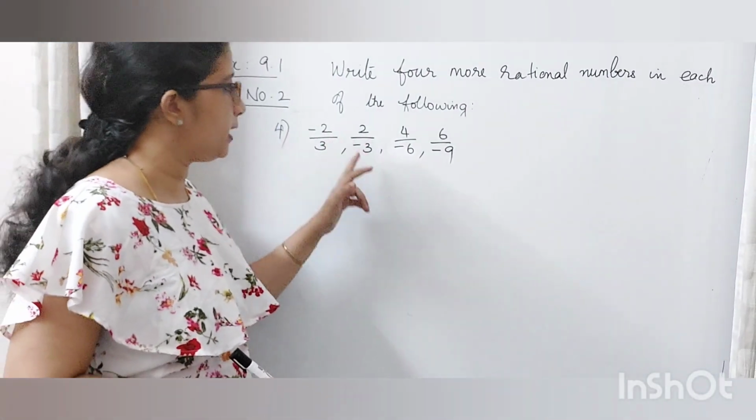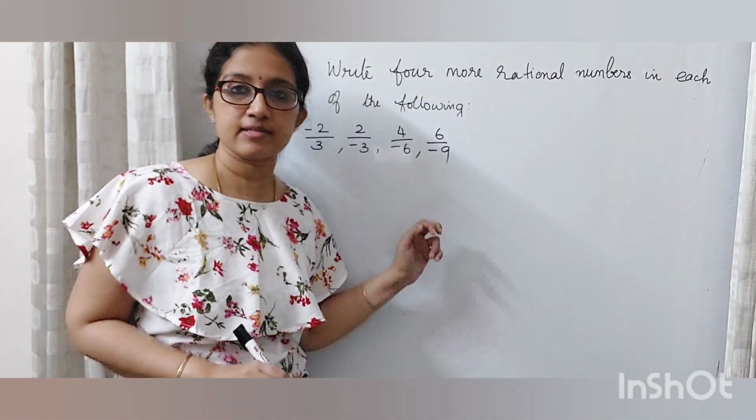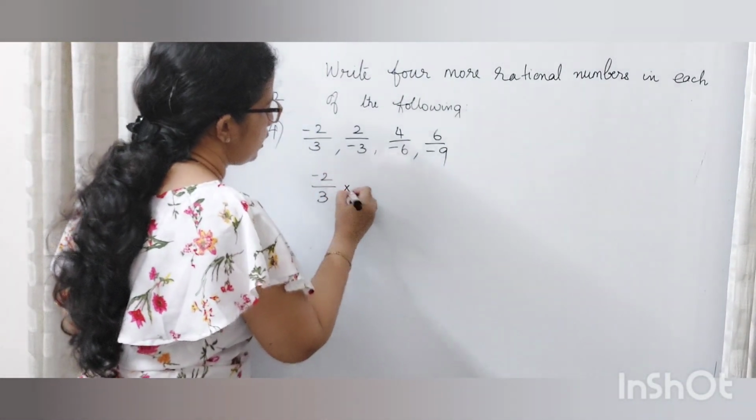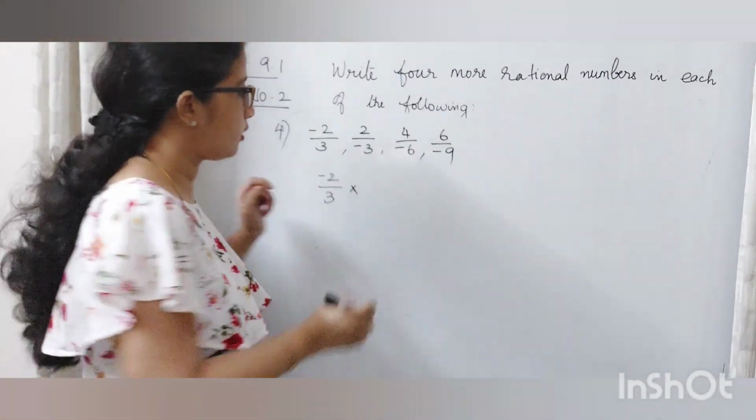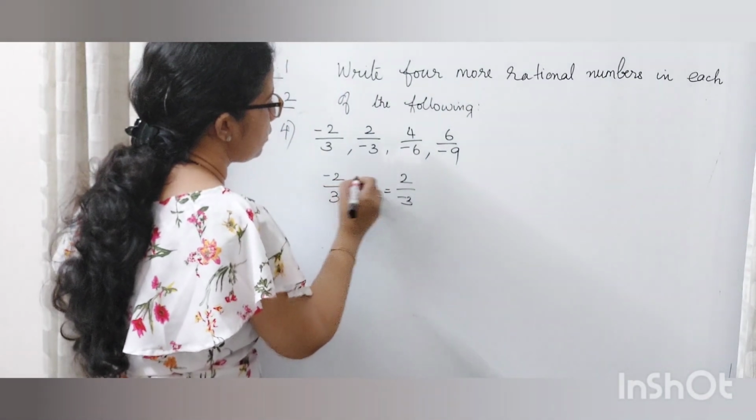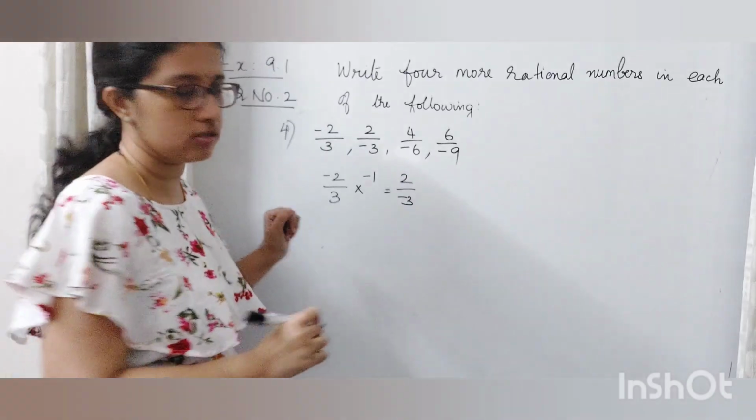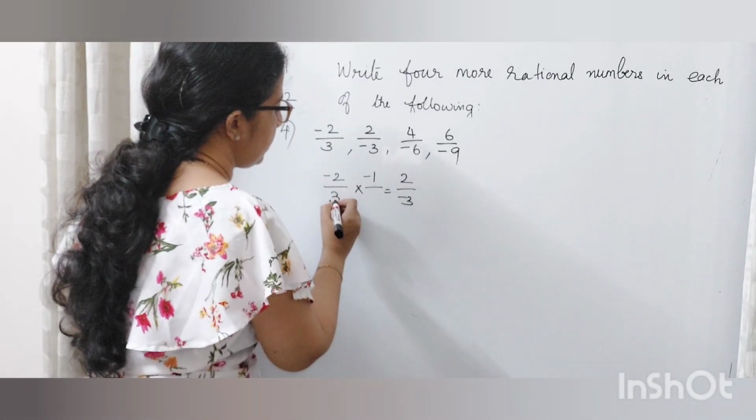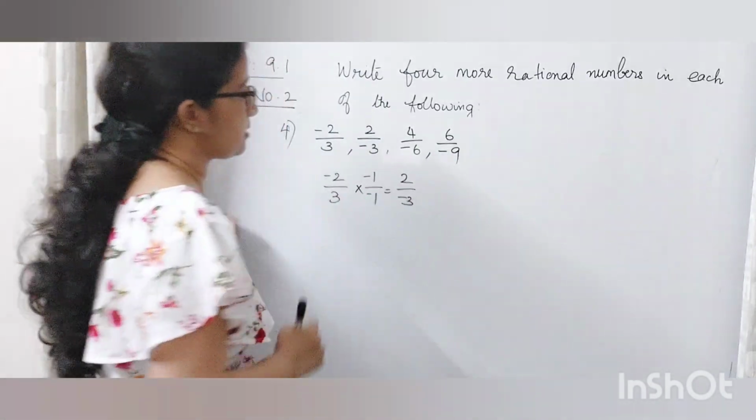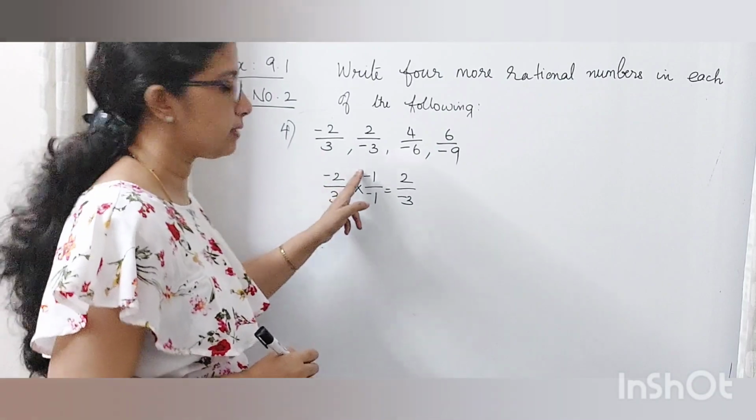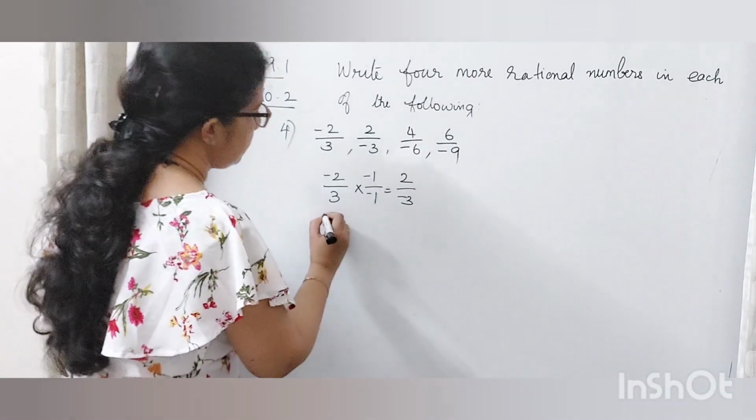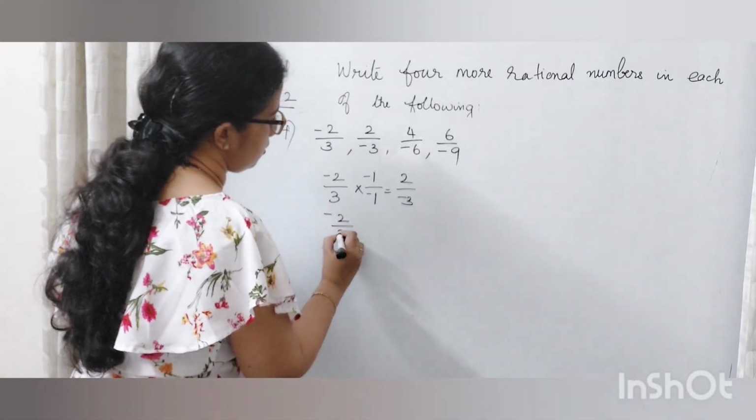-2/3, 2/-3, 4/-6, 6/-9. Okay, so let's take the first number, -2/3. So what is the pattern here? -2/3 times what gives you 2/-3? -2 times -1 gives you plus 2, correct? Minus times minus is plus. Again 3 times -1 gives you -3. Okay. So with the first number you have multiplied -1/-1 so that you get the second number. Correct.